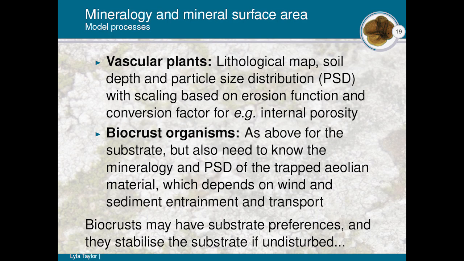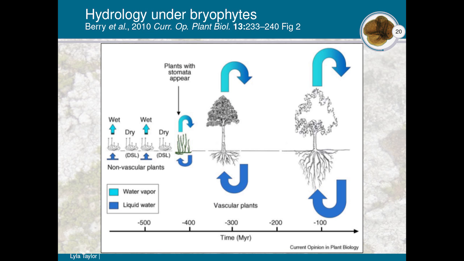Also there are some tantalizing things that I've seen in the literature that biocrusts themselves may have preferences in terms of the substrates as well. How to distribute them, I'm not sure that's ever been taken into account. So what about the water? The water is the other crucial thing. In this paper of Berry et al., there was an assumption that perhaps for non-vascular plants, you have wetting and drying events, and then you'd have a dry surface layer forming underneath.